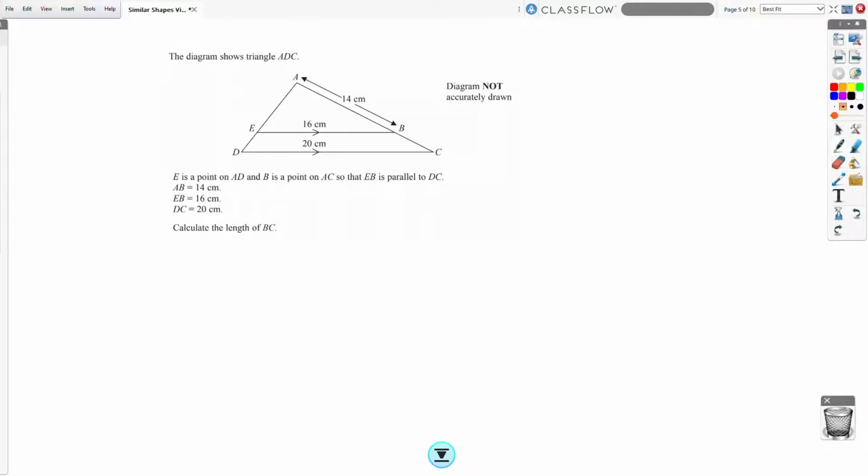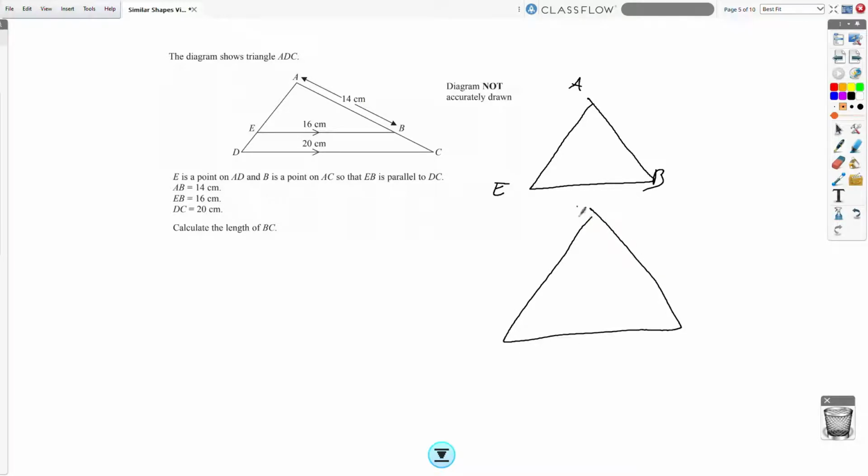Next, let's look at another question. It says we've got two triangles here. The diagram shows triangle ADC, which is the big triangle. Since these lines are parallel, we can assume these two triangles are similar. So we've got the small triangle, which is AEB, and then the large triangle, which is ADC. We need to work out the length BC. Once again, that's the big length take away the small length. So BC is AC, the whole length, minus 14.